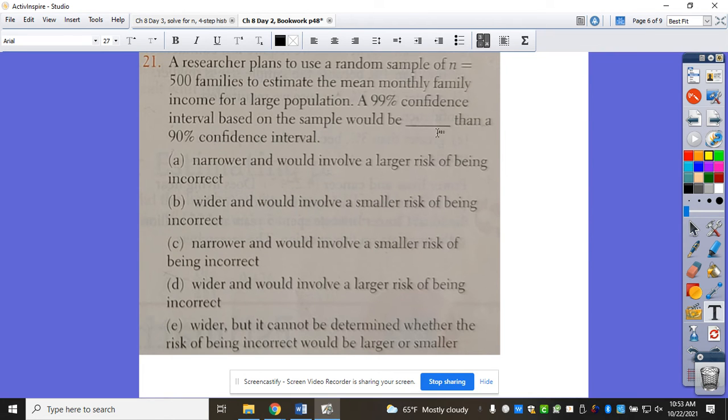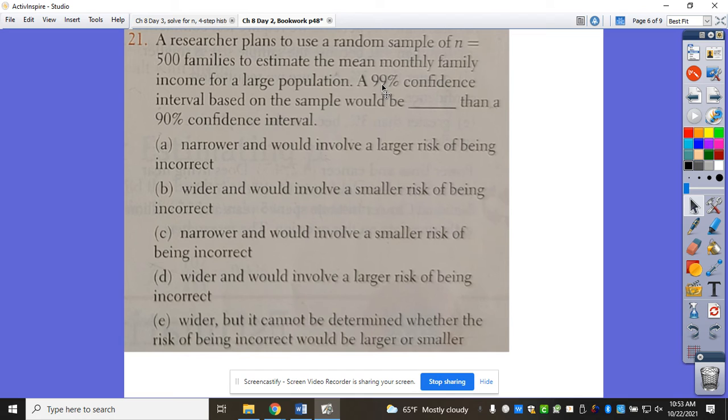All right, 21. We are comparing a 99% confidence interval versus a 90. So our 99% confidence interval is wider or narrower than a 90%? Wider. So it's definitely wider. If it is wider, am I more or less likely to be incorrect? Less. So I've made it bigger, so I have more numbers that can be included in there, so I have a smaller risk of being incorrect. Your answer is B.